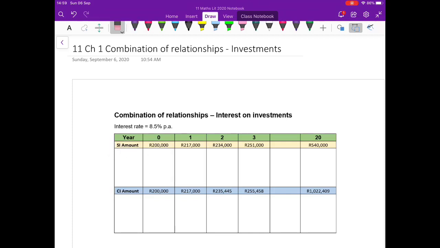Simple interest, if you remember, is calculated like this: you would take 200,000 Rand and multiply it by 8,5 over 100, and that would give you 17,000 Rand, which means that every year you're going to add 17,000 Rand. If we have a look at this investment, we can see that over the years, it increases. In 20 years, you will eventually have a total of 540,000.